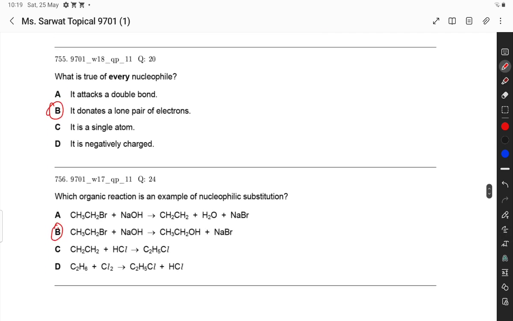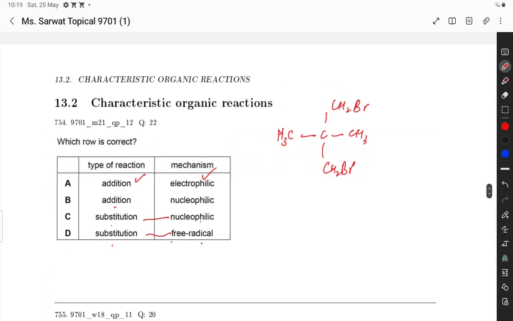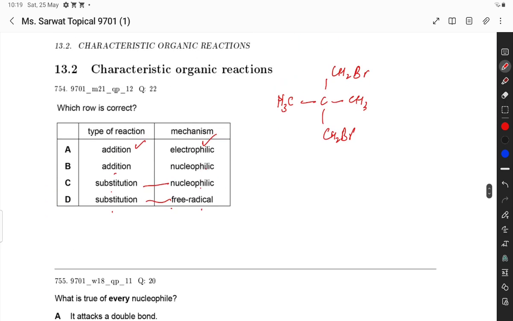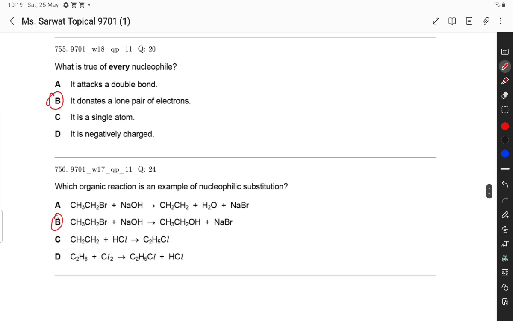The next topic is characteristic of organic reaction. This is an incomplete question, so that is why we start from here. What is true of every nucleophile? It attacks a double bond. No, a nucleophile itself can be a double bond, but it attacks a double bond is not correct. It donates a lone pair of electrons. So, it gives a lone pair of electrons to the other atom, so that is why it is correct.